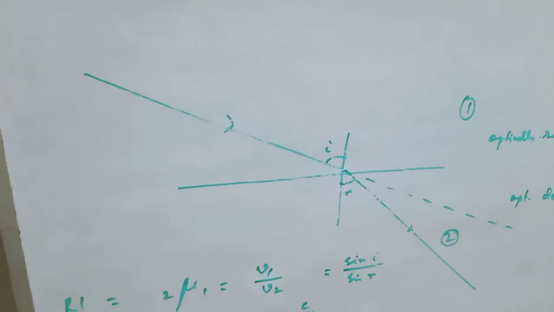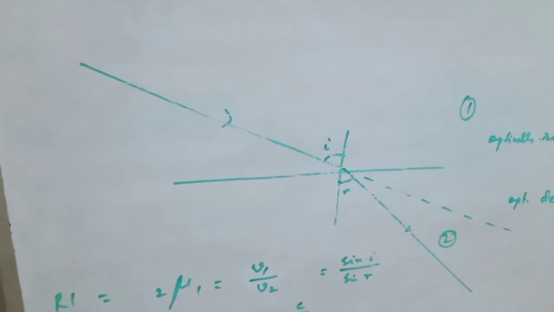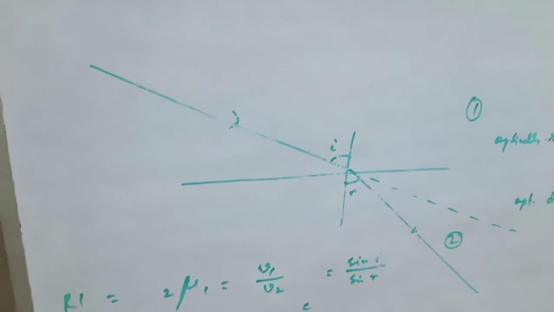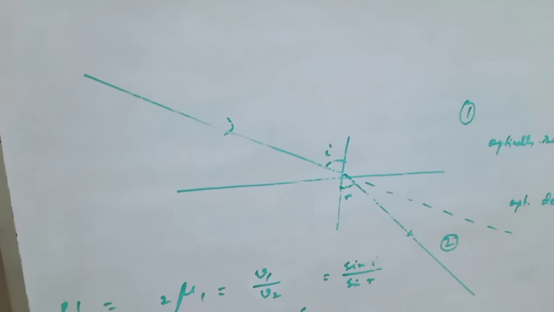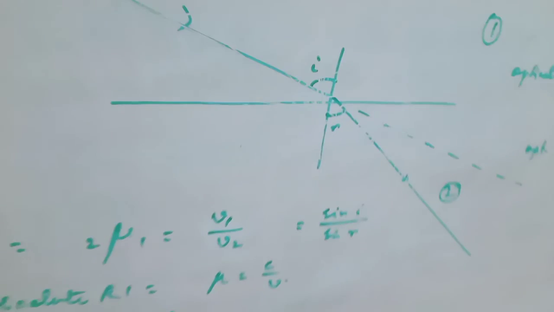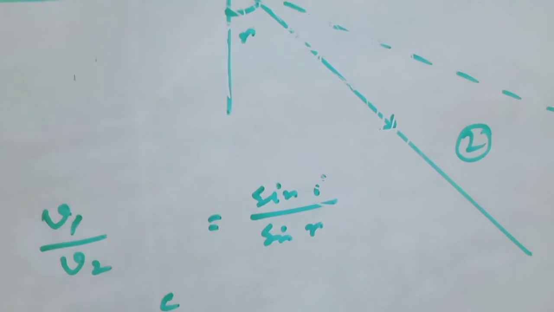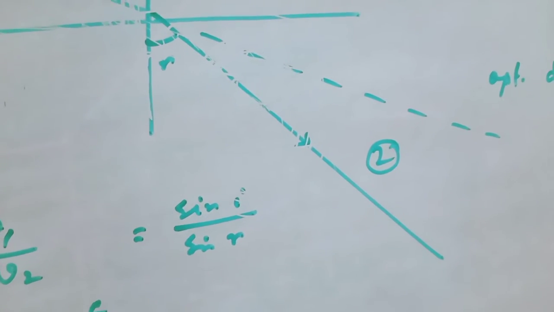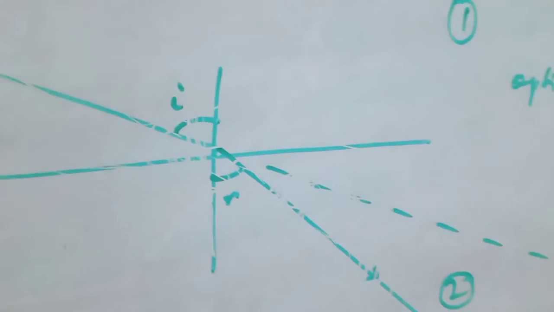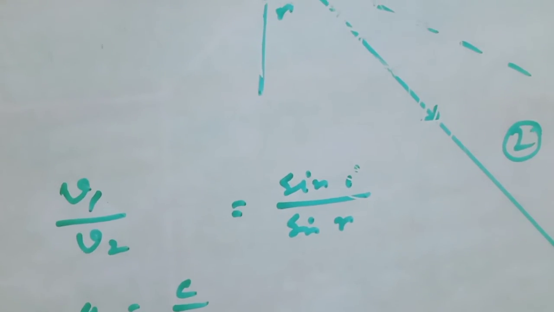Now there are two laws of refraction. Number one, the incident ray, the refracted ray and the normal at the point of incidence lie on the same plane. And number two, the sine of the angle of incidence bears a constant ratio with the sine of the angle of refraction. Now you are reading in class 8, so sine of the angle of incidence means sine i. Sine is a trigonometric ratio. Sine of angle i by sine of angle r is called the refractive index.